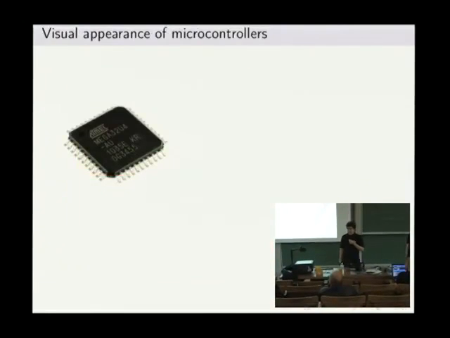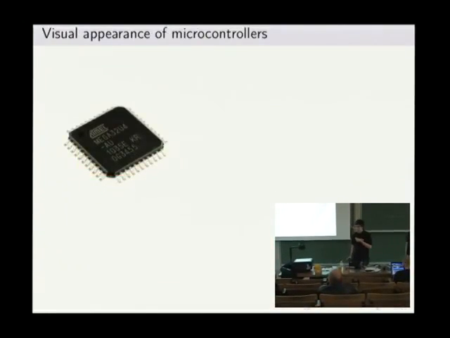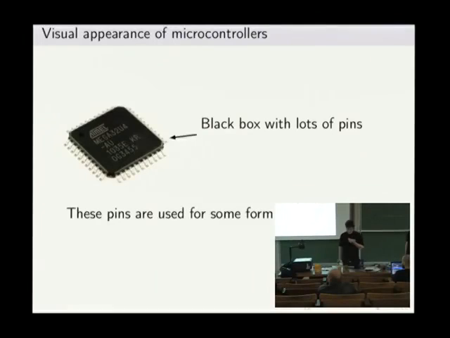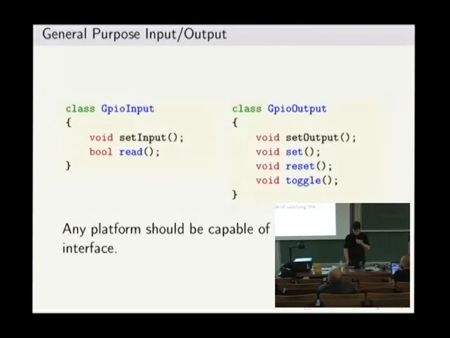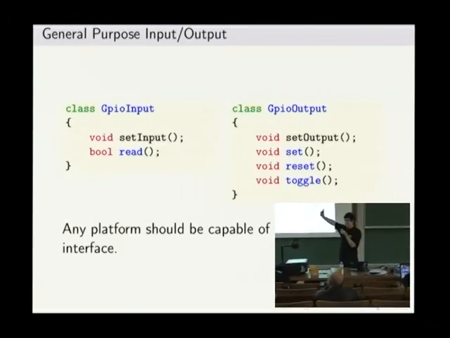So let's talk a little bit about what a microcontroller looks like. That's how it looks. It's a black box with lots and lots of pins. And for some reason, these pins must be there. So I could assume that they're used for some sense of intelligent input-output. And yes, that's true. In general, you can say that every microcontroller has at least this functionality.